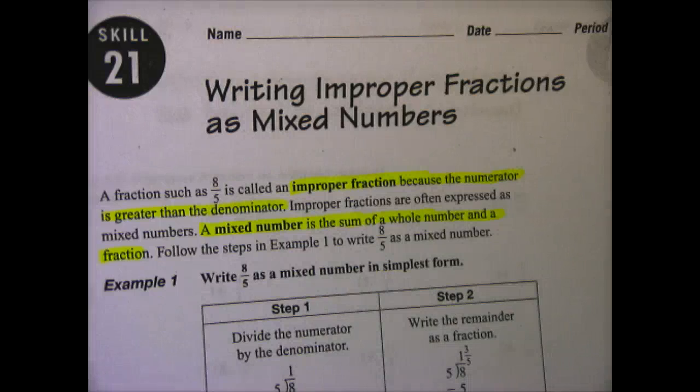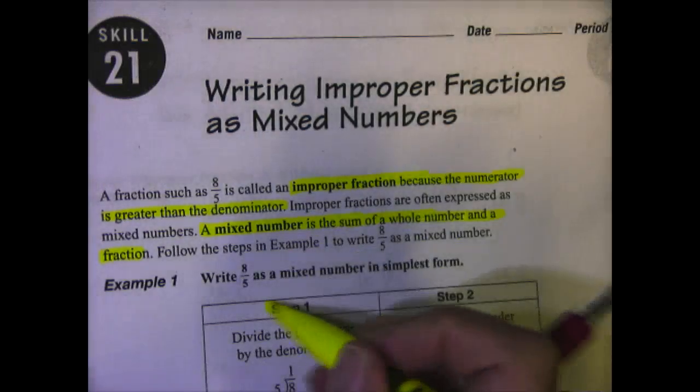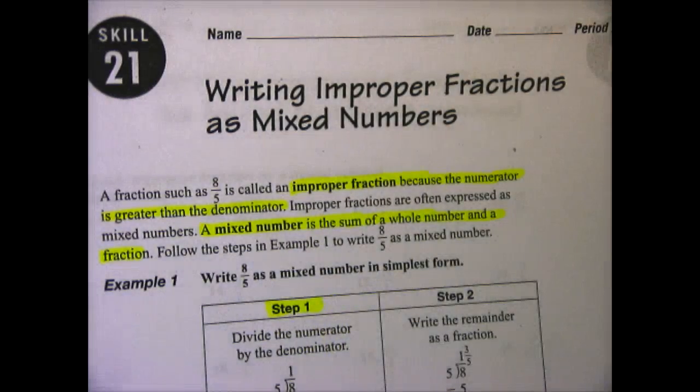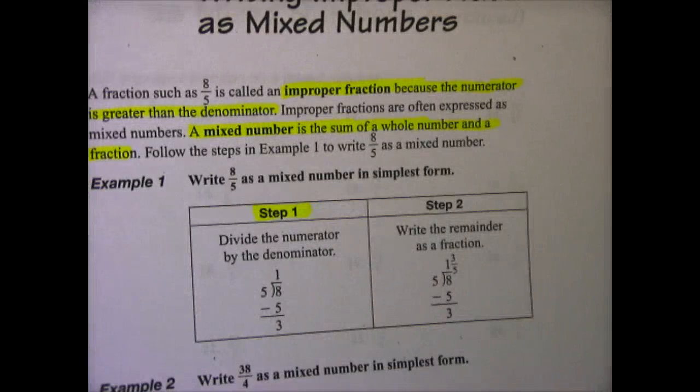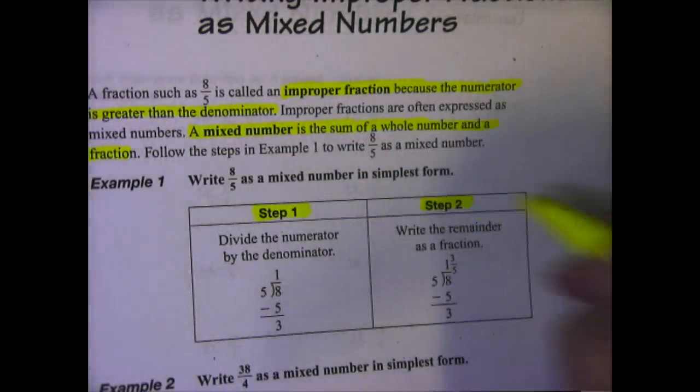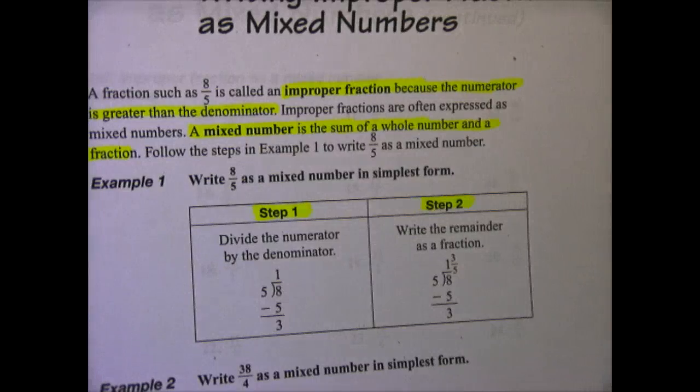So step 1 says divide the numerator by the denominator. Now we've done this before to change a fraction to a decimal, but that's not what we're doing. We're going to stop. Instead of making it a decimal, we're going to use the remainder to write our improper fraction as a mixed number. Step 2 then, we're going to write the remainder as a fraction.